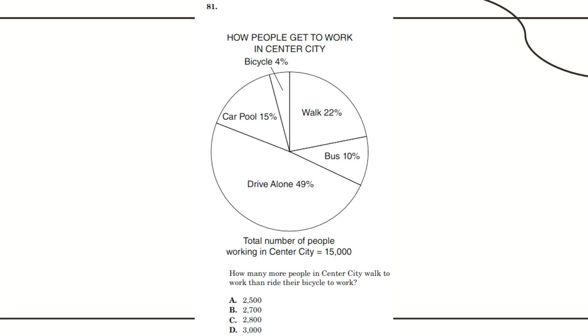Now on to the next question. How people get to work in Center City. So as you can see, carpool 15%, bicycle 4%, walk 22%, bus 10%, drive alone 49%, and the total population size is 15,000 people. So how many more people in Center City walk to work than ride their bicycle to work? Okay, so walk is 22%, okay, and ride their bicycle is 4%.